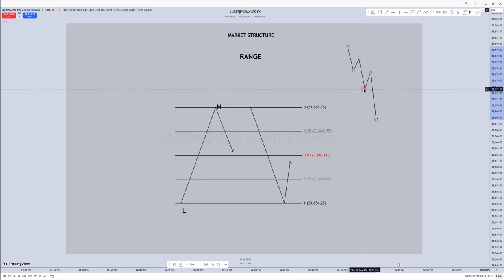A new range is formed when structure is broken. So I think that is it for this video. We shall come back and deal with a structure break, what a structure break is, what I have said, that a new range is formed when structure is broken. We shall come back and look into that.